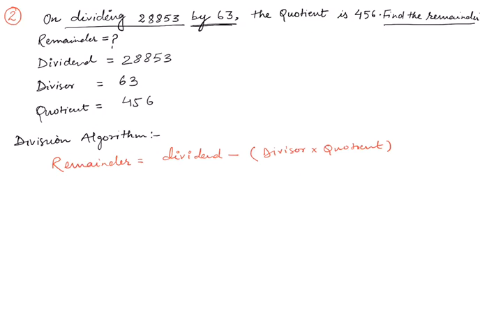Again we will use the formula, the division algorithm. Now here you can see with the help of the previous formula I have made one more formula for the remainder. So I have made this formula, remainder is equal to dividend minus divisor into quotient. We'll put all these values in this formula. So dividend is given 28853 minus, what is your divisor, 456 into 63. We'll solve this. You can multiply 456 into 63.